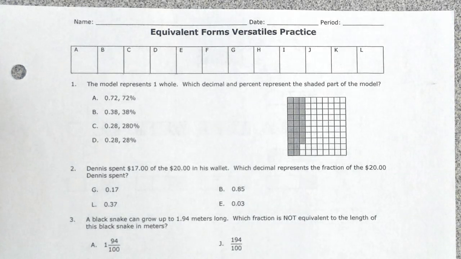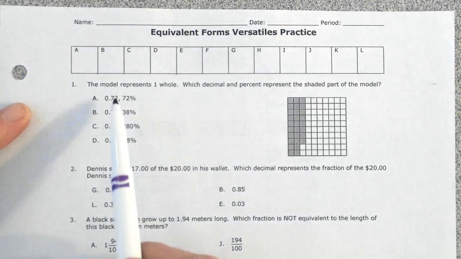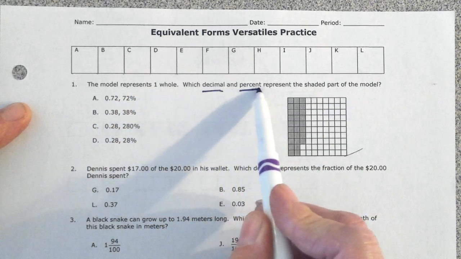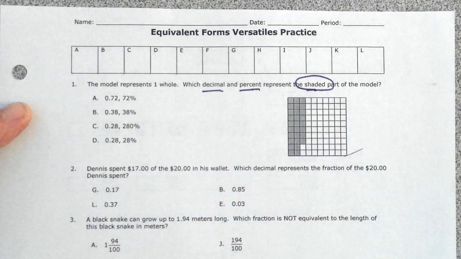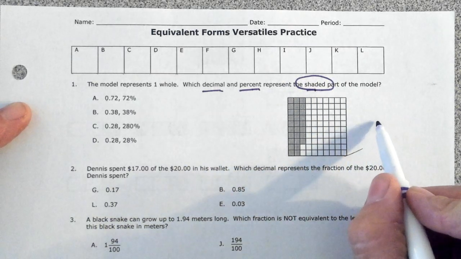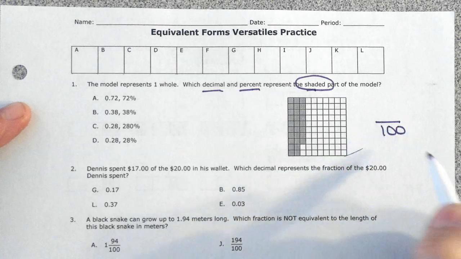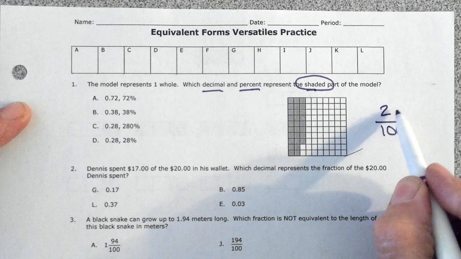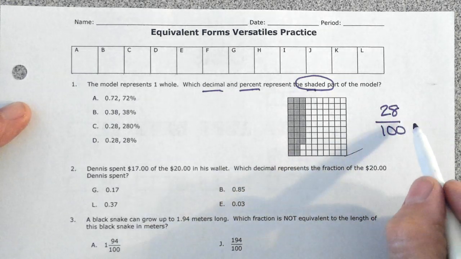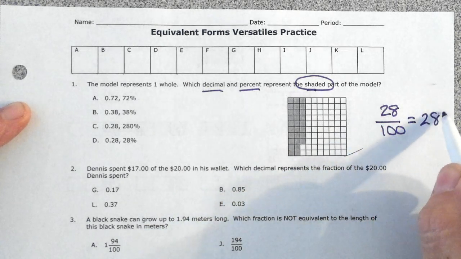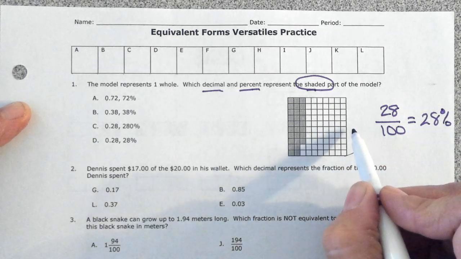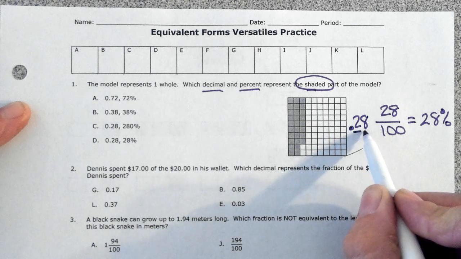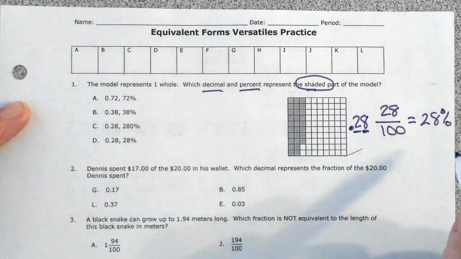So looking at number 1, it says the model represents one whole. What decimal and percent represent the shaded part? So if the whole thing is out of 100, how many are shaded? 28. 28 out of 100, which would be 28%. Or the decimal would be 0.28, which is 2 in the tenths, 8 in the hundredths, 28 hundredths.